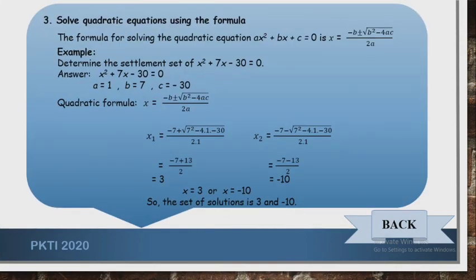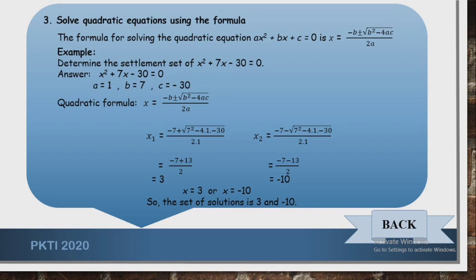3. Solve quadratic equations using the formula. The formula for solving the quadratic equation ax² + bx + c = 0 is x = (-b ± √(b² - 4ac)) / 2a. For example, determine the solution set of x² + 7x - 30 = 0. The answer: a = 1, b = 7, c = -30.